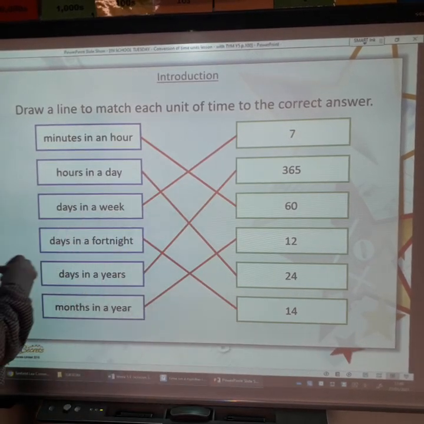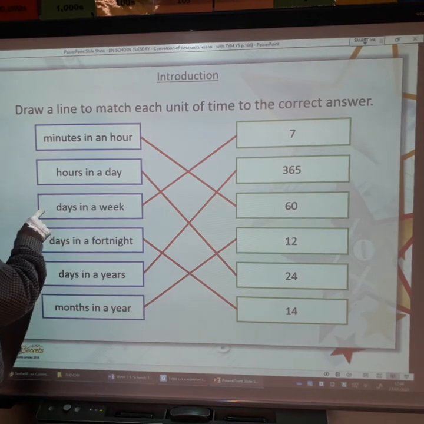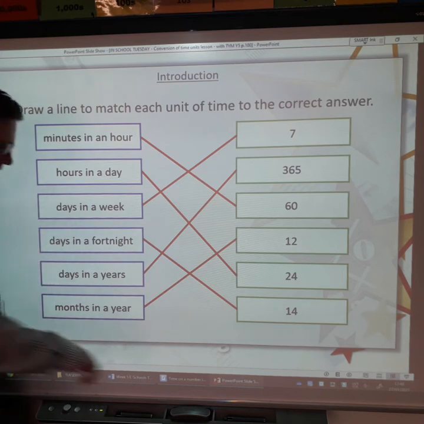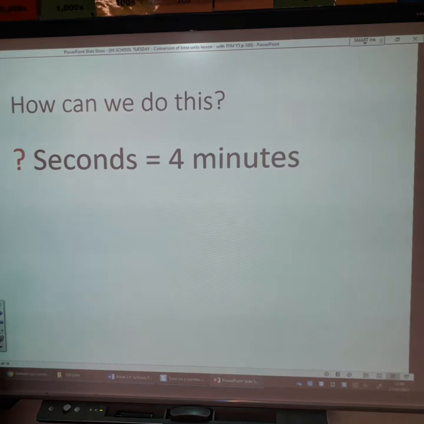There are 60 minutes in an hour, 24 hours in a day, 7 days in a week, 14 days in a fortnight, 365 days in a year, and 12 months in a year. And you'll need those facts with all of the work that you're doing today. So we're going to look at a few examples where we convert units of time.